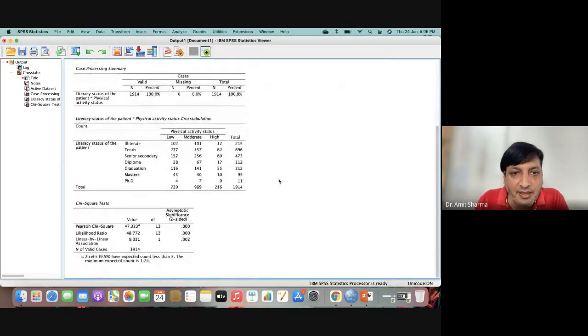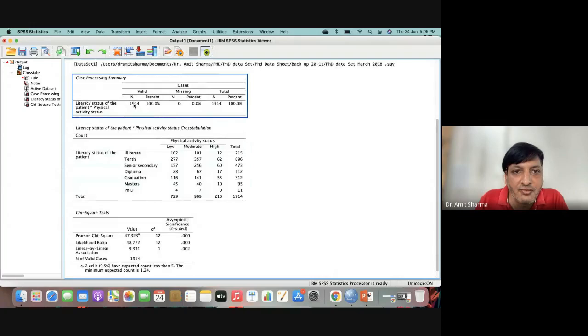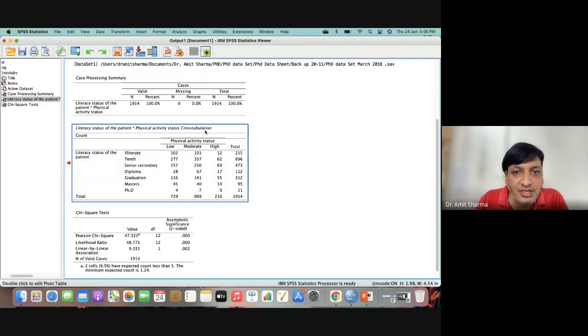Yes. Yeah, here you can see that we have got a first table, case processing summary, 1914 patients, and this is the cross tabulation. And in the cross tabulation we don't have percentages, we have only numbers. We'll ignore the total of x-axis and y-axis, because in physical activity I have three categories: low, moderate and high. And literacy status of the patient was illiterate, 10th, senior secondary, diploma, graduation, master and PhD. So we can see how many patients are under what category.